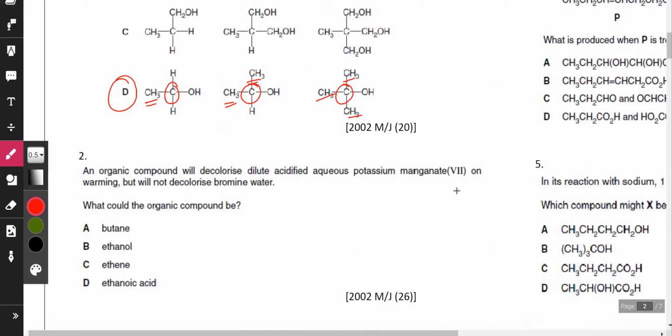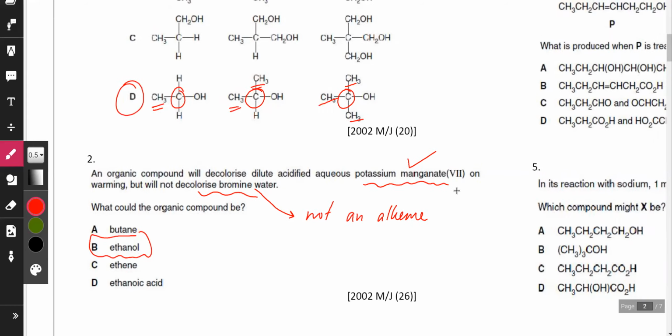The next question is that an organic compound is reacting with KMnO4 but will not decolorize bromine. So if it's not reacting with bromine, that means it's not an alkene. But it is getting oxidized by KMnO4. So which one is it? Is it B? I think it's B, because ethanol is a primary alcohol, and alcohols are going to get oxidized.